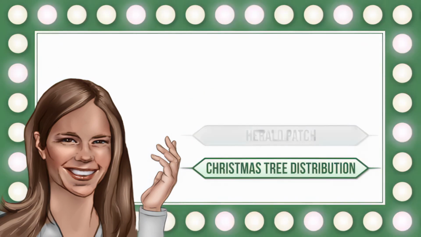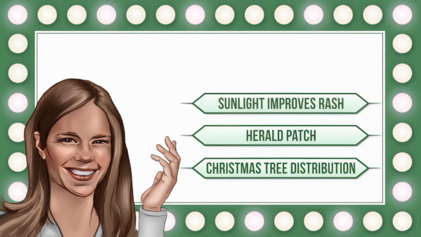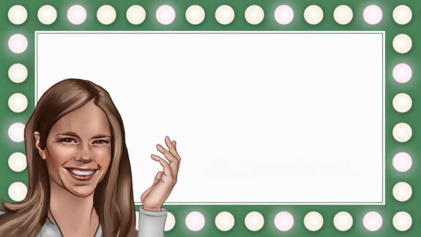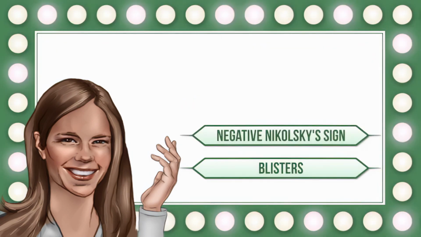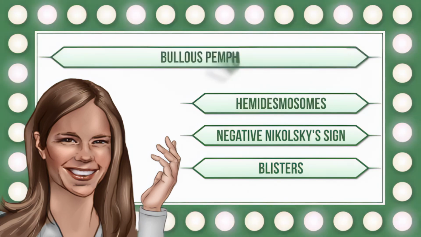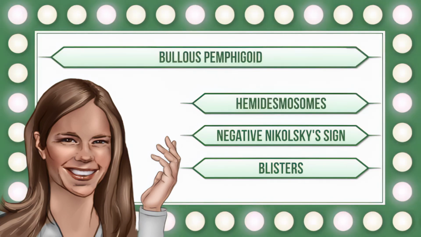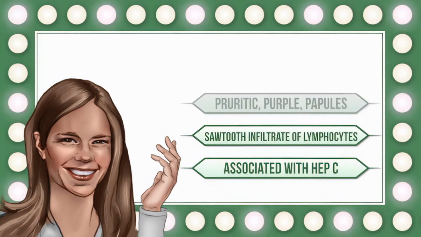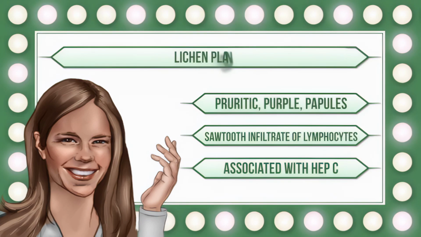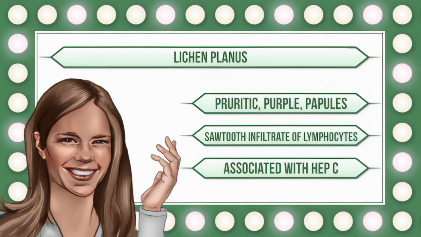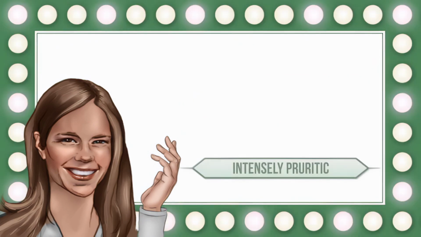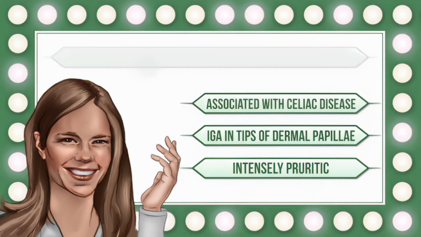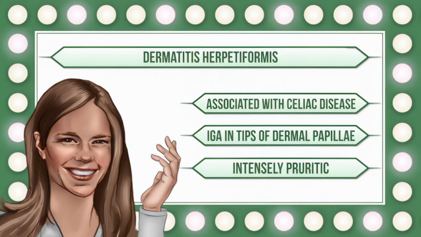Christmas tree distribution, herald patch, sunlight improves the rash. That's pityriasis rosea. Blisters, negative Nikolsky sign, hemidesmosomes. That's bullous pemphigoid. Associated with hep C, sawtooth infiltrate of lymphocytes. Pruritic purple papules, that's lichen planus. Intensely pruritic, IgA and tips of dermal papillae associated with celiac disease, that's dermatitis herpetiformis.